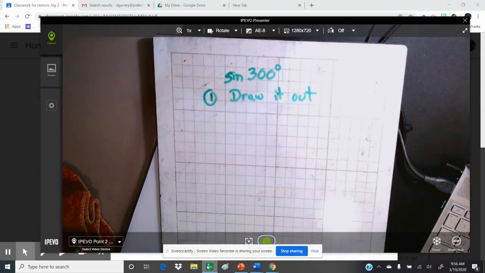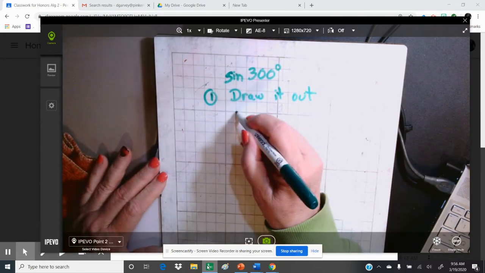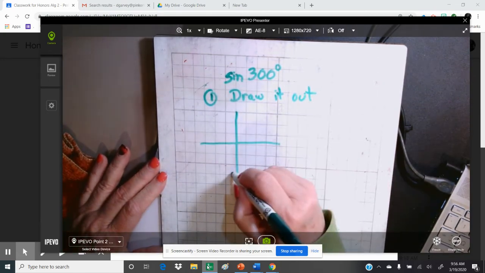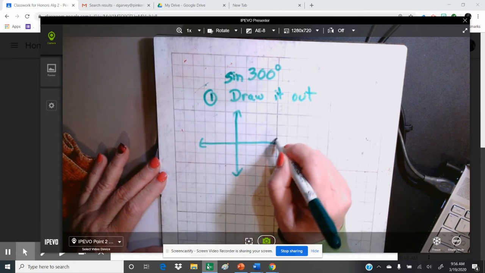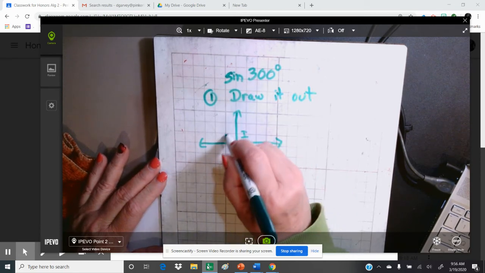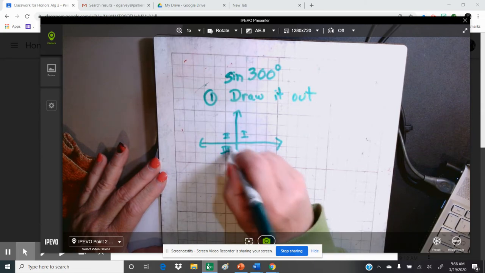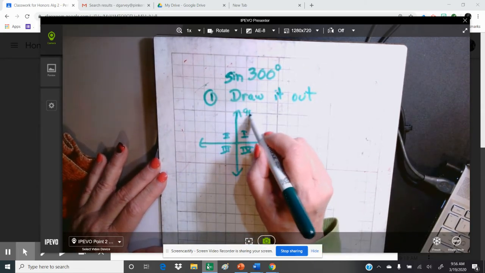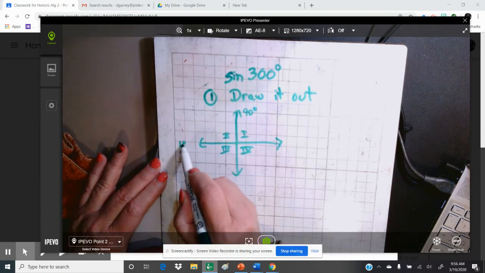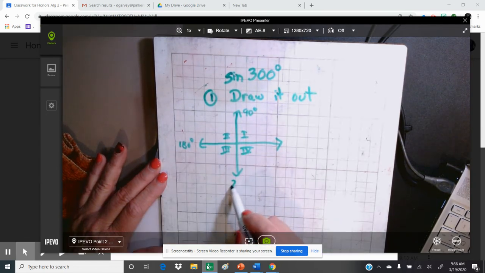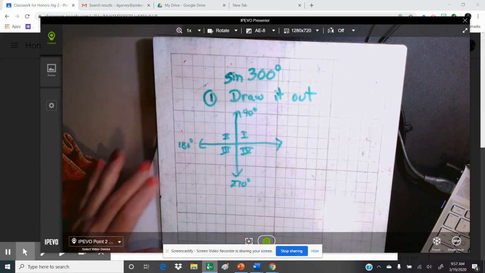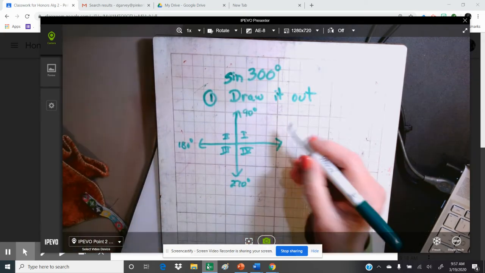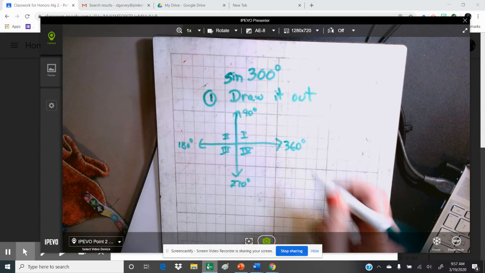Now, when you're in degrees, it's not so difficult to draw it out because we're all pretty familiar with degrees. So here I have my little grid, right? Quadrant 1, quadrant 2, quadrant 3, quadrant 4. I know that this here is 90 degrees. I know that this is 180 degrees. I know that this is 270 degrees. And if I go all the way around, I'm back at 360.